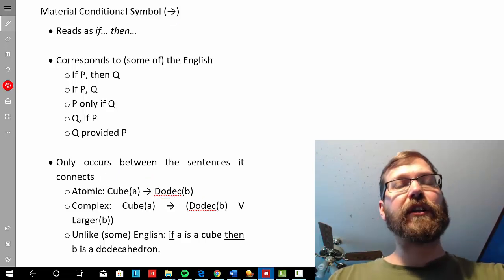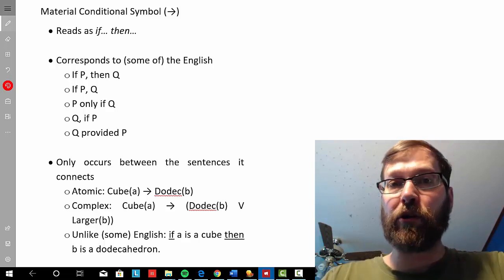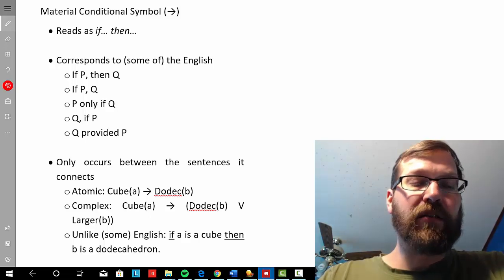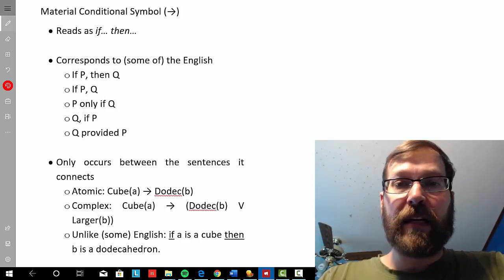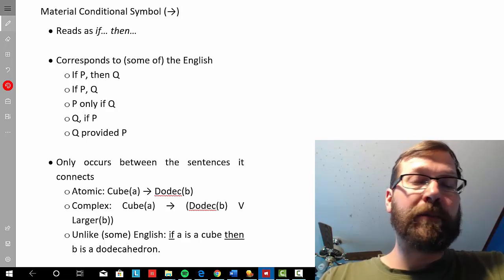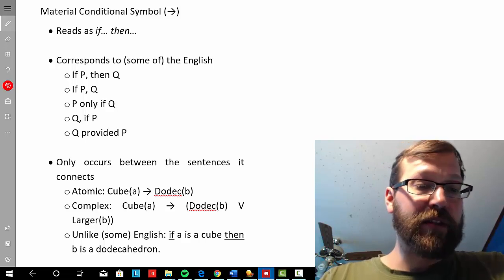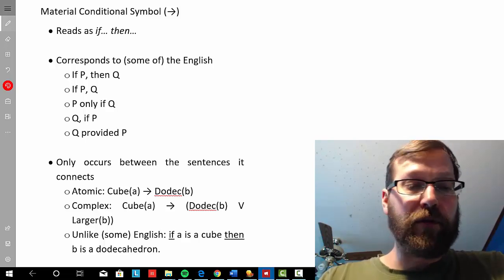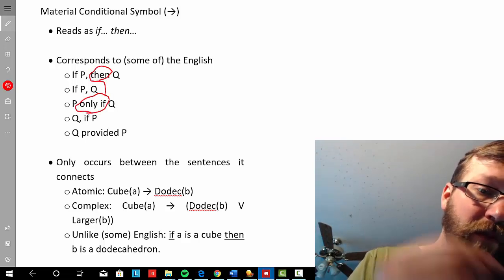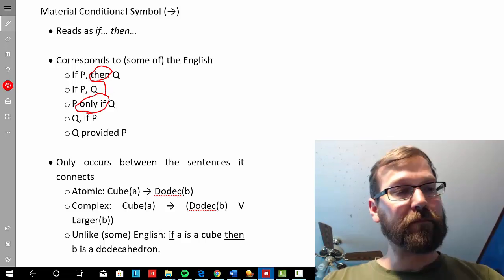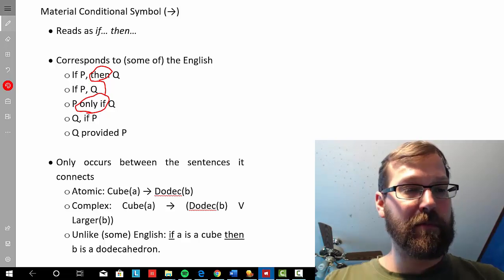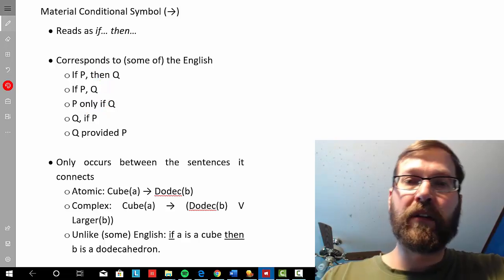Alright, so roughly speaking, the material conditional corresponds to the following English locutions. If P, then Q, or sometimes in English we leave off the then: if P, Q. And this next one oftentimes trips up students: P only if Q. This roughly corresponds to the then. So P only if Q means the same thing as if P then Q. That's what trips up students a lot.